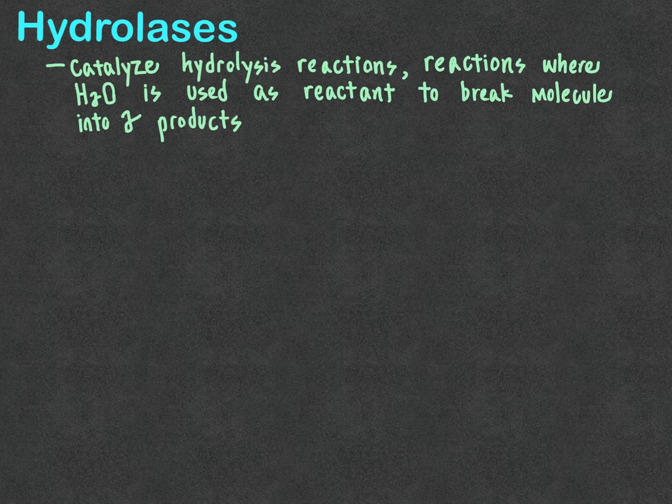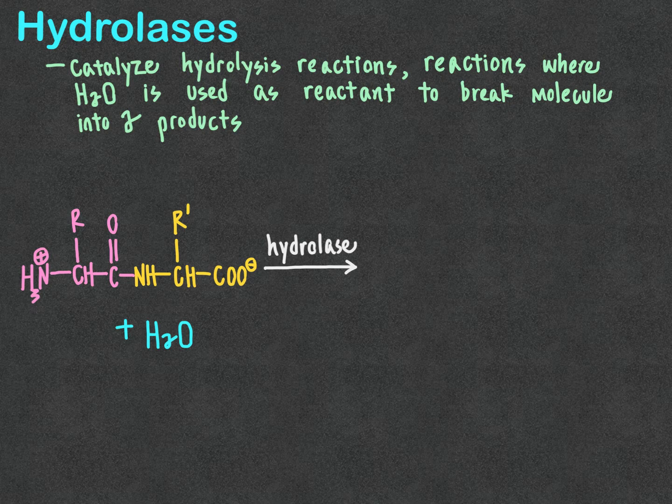The next stop on our tour of enzyme classification is the class of enzymes known as hydrolases. From the term hydro, we imply that water is involved in these chemical reactions. And indeed, hydrolases are enzymes that use water as a reactant to enable the breakage of covalent bond or bonds within molecules to break them into multiple products. One example of a situation where a hydrolase is involved is in the breakage of peptide bonds.